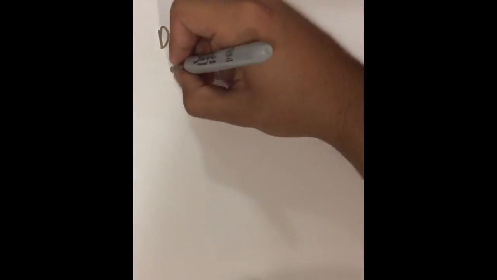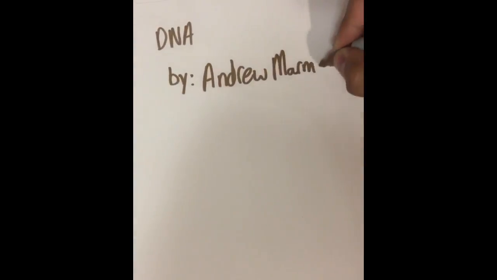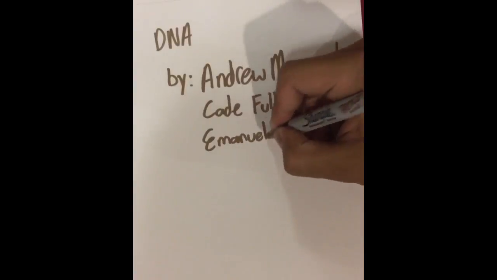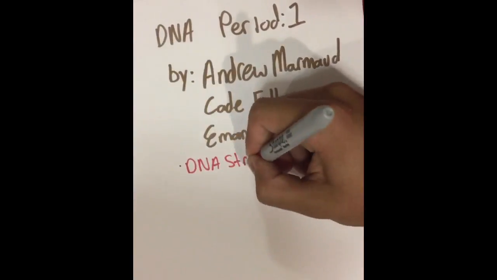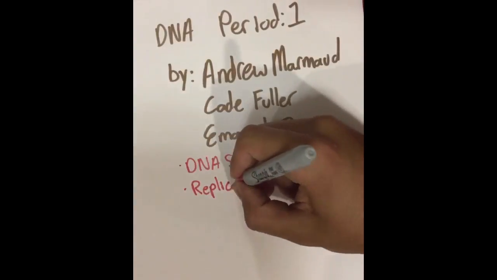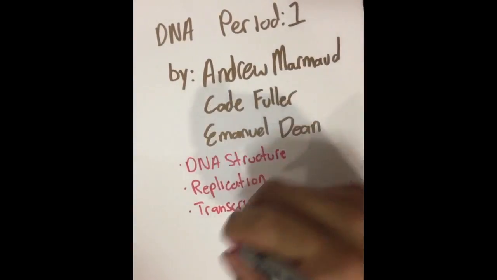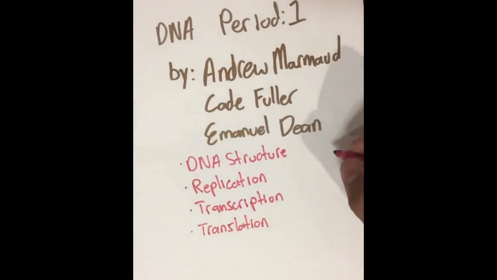This is our DNA project by Cade Fuller, Andrew Marmo, and Emmanuel Dean, but unfortunately he couldn't be here on this fine evening, but he's with us in spirit. This is made out of DNA structure, replication, transcription, and translation.